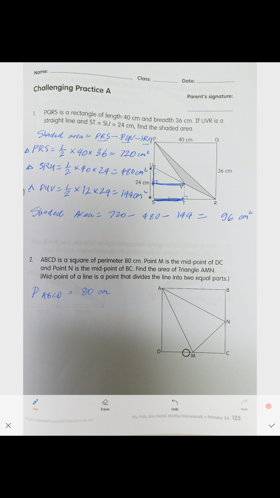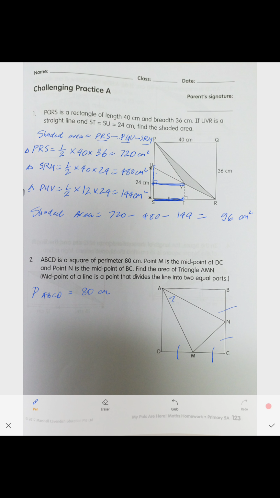These two are the same, right? Point N is the midpoint of BC. Point N is the midpoint of BC, right? This is the midpoint. This side is the same thing as this side. And because it is a square, both of them are the same, right? I mean, all four of them are the same. Find the area of triangle AMN.